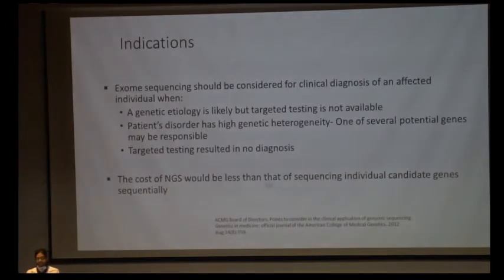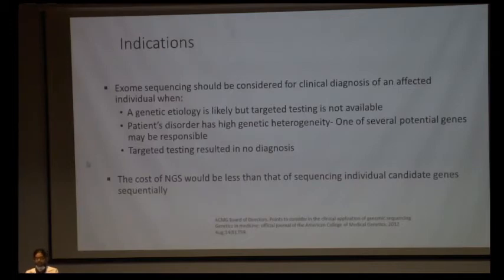So the indications of exome or genome sequencing, according to the American College of Medical Genetics, would be to do the testing if there's a clinical diagnosis which is suggestive of a genetic etiology, but a targeted test is not available, or the patient's disorder is highly genetically heterogeneous. That is, there are a number of genes that might be responsible for the clinical phenotype, or if targeted testing has not resulted in any diagnosis.